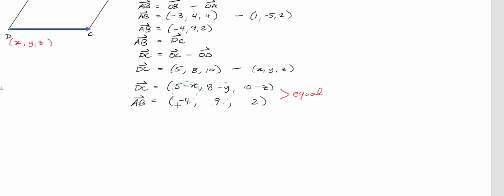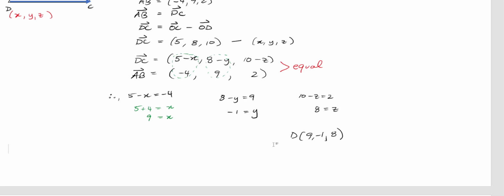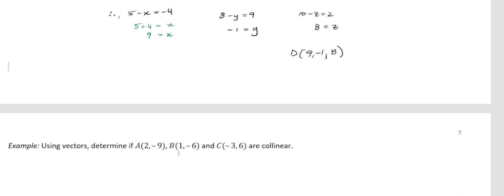So we can now generate 3 separate equations. Therefore 5 minus X is equal to -4, 8 minus Y has to be equal to 9, and 10 minus Z has to be equal to 2. And so I can rearrange now and solve for each of these variables. 9 is equal to X, -1 is equal to Y, and 8 is equal to Z. And so therefore point D is 9, -1, and 8. Okay, moving on.